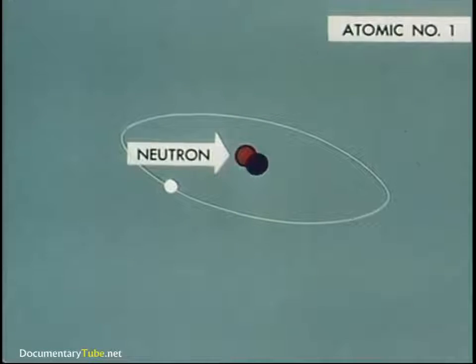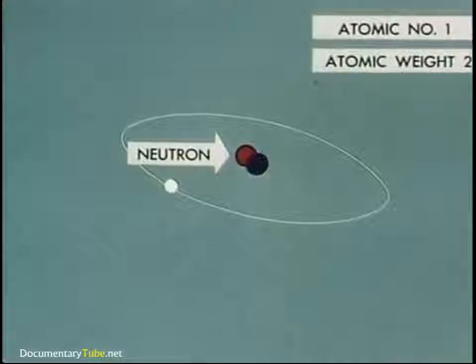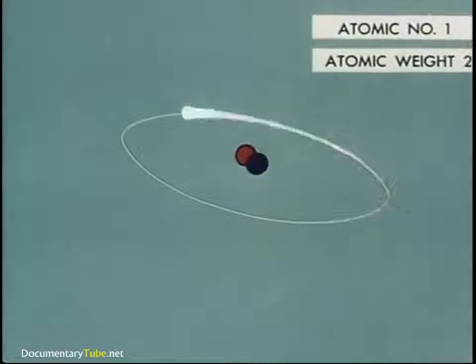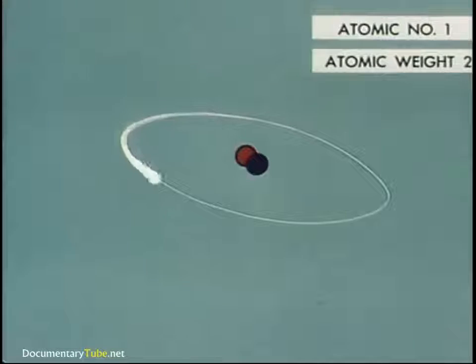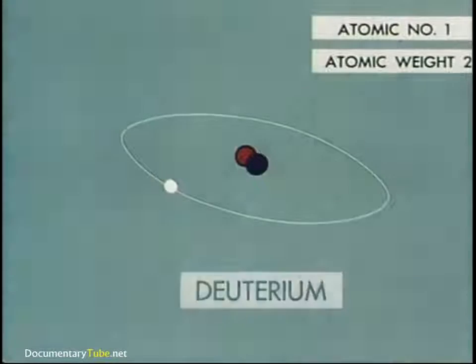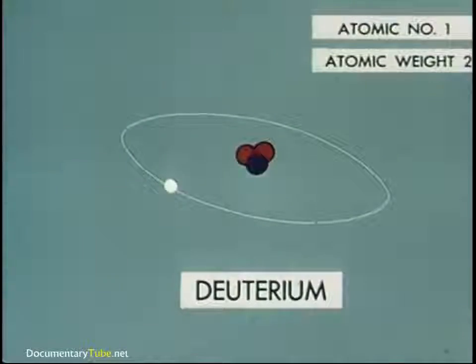It gives this form of hydrogen an atomic weight of 2, the sum of the protons and neutrons in the nucleus. Different forms of the same element, with different weights but carrying the same electrical charges and having identical chemical behavior, are known as isotopes. For example, adding this neutron to a standard atom of hydrogen would produce this isotope of hydrogen known as deuterium. This is the hydrogen in heavy water. Adding another neutron produces a third hydrogen isotope called tritium.